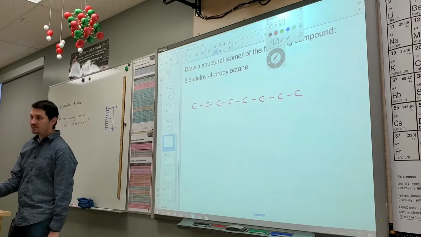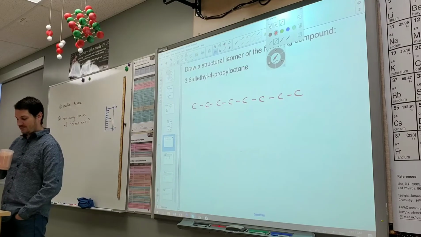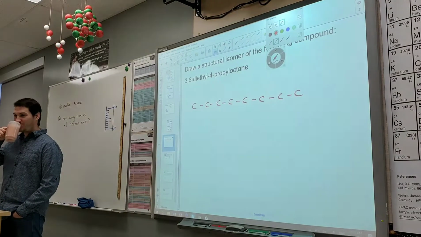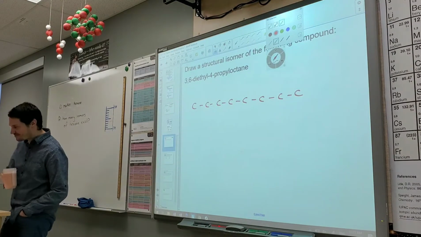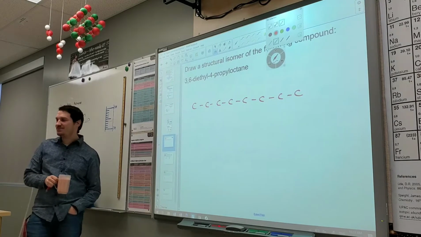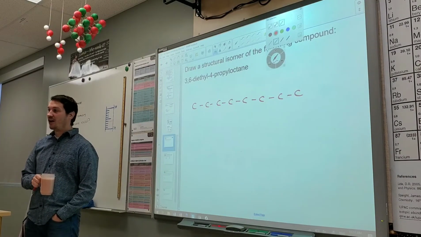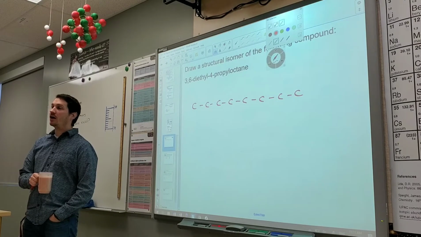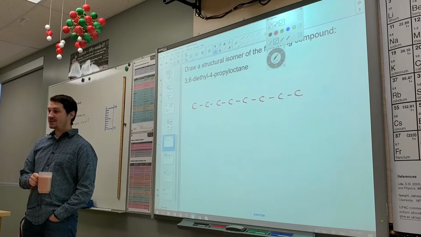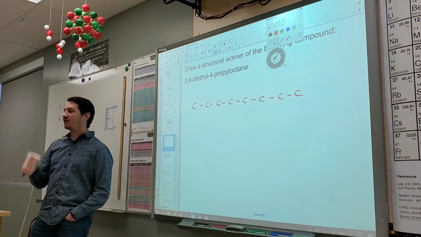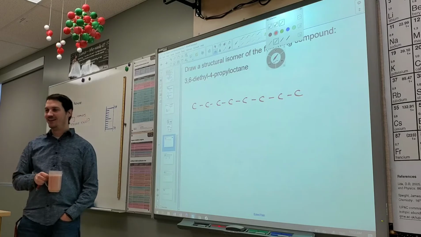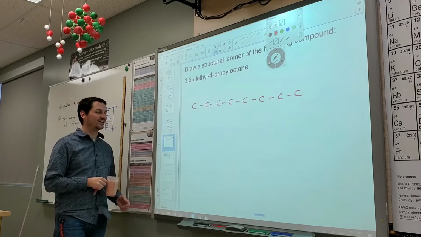By the way, C25H52 has 62.5 times 10 to the 12 isomers. So there are over 62 trillion combinations of C25H52. That's fantastic. I love that. Draw out all of the isomers of paraffin wax, please.